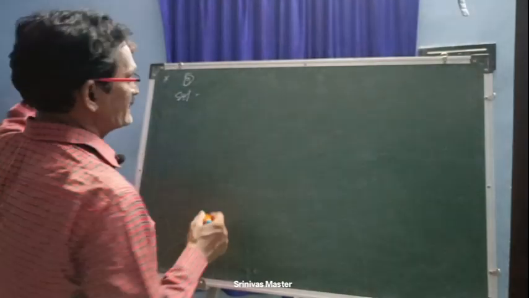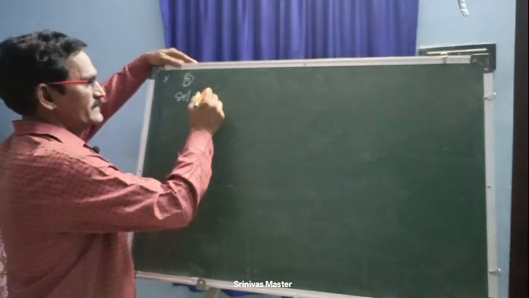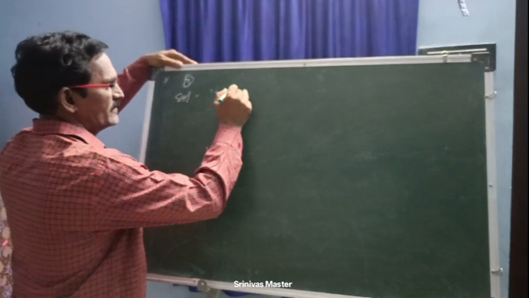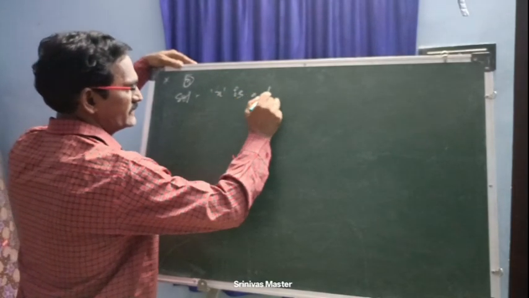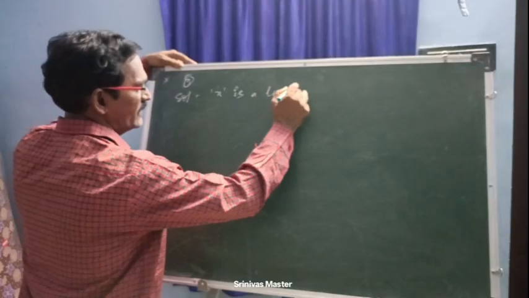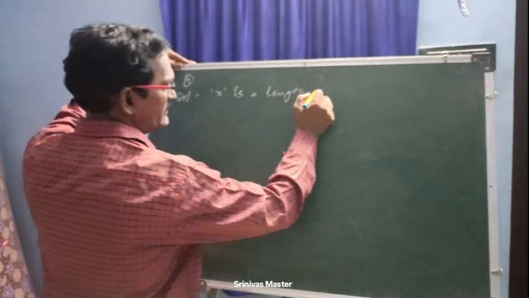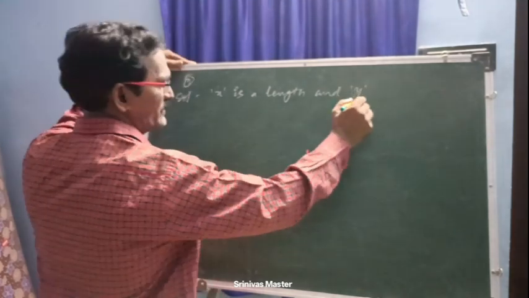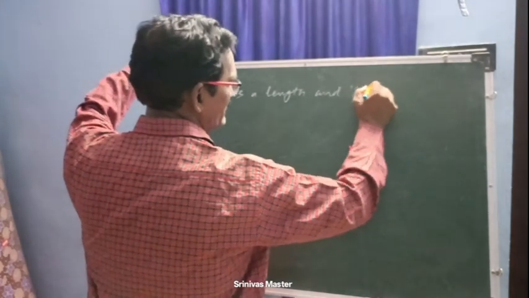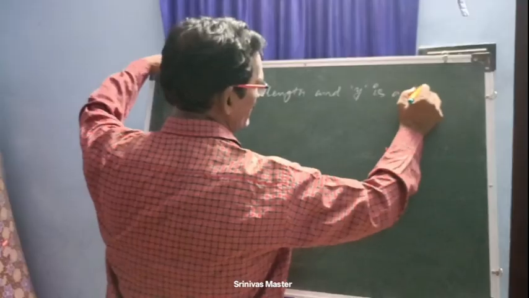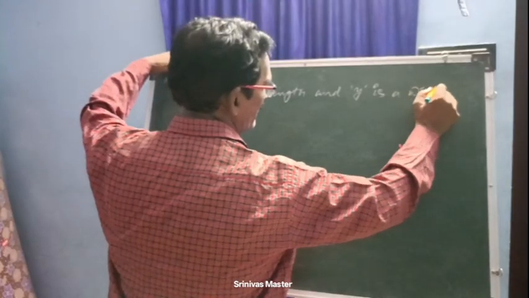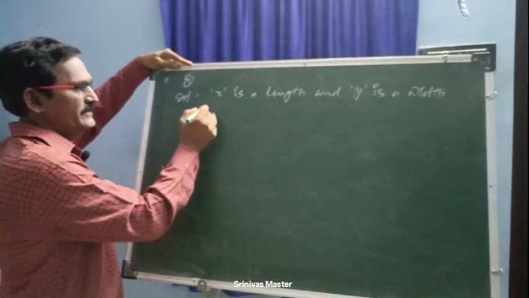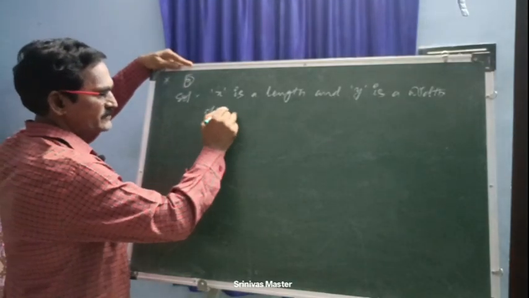So here they have given: x is the length and y is the breadth. You can take that directly. X is the length and y is the width. Width means breadth, you know that. X is the length and y is the width of a rectangle.